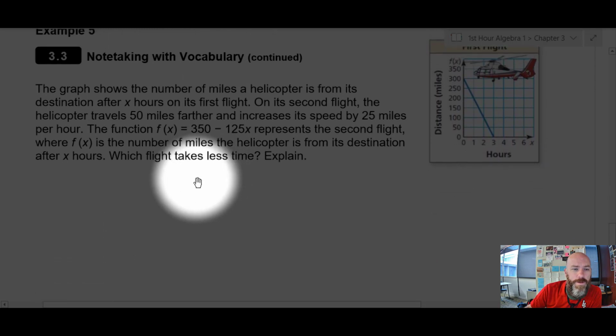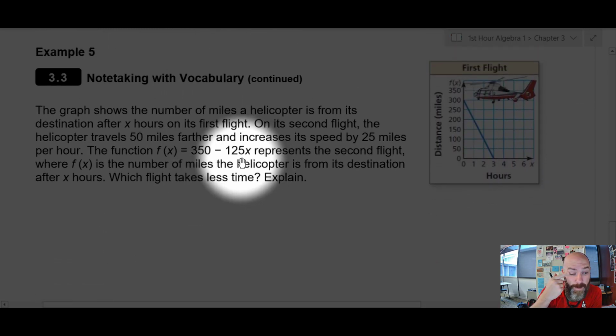So this graph shows the number of miles a helicopter is from its destination after X hours on its first flight. On its second flight, the helicopter travels 50 miles farther and increases its speed by 25 miles per hour. The function f of x equals 350 minus 125x represents the second flight, where f of x is the number of miles the helicopter is from its destination after X hours. Which flight takes less time? So there's a lot of stuff going on in here right now.